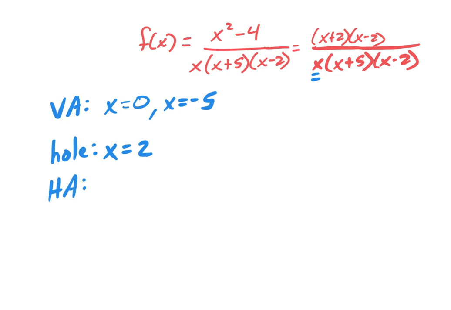Okay, the horizontal asymptote. This one's a little bit harder to come up with because this one's in standard form, this one's in factored form. If I were to multiply all of this together, what would be the degree of the bottom?